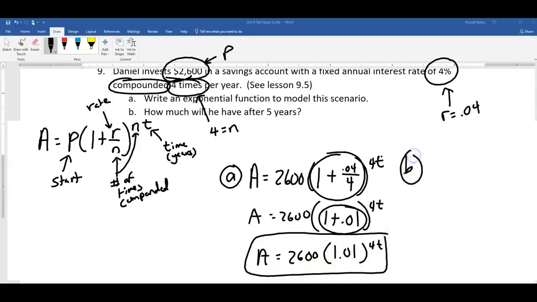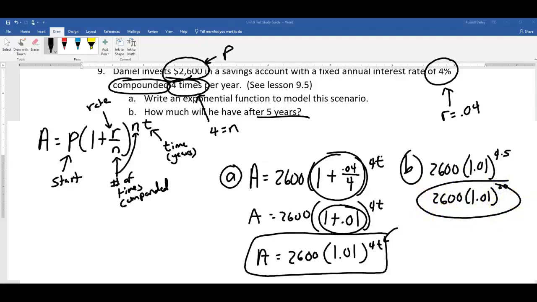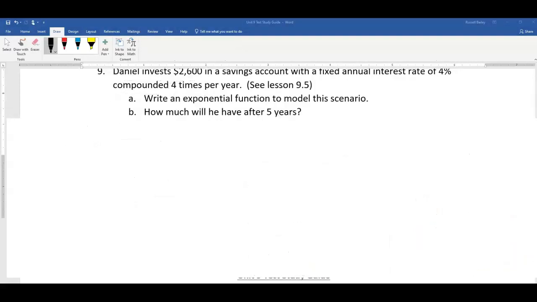For part B, the question is how much will he have after 5 years? We just need to plug 5 in here for t. Now 4 times 5 is 20. So if we just punch that into our calculator, we'll get our final answer. There we have it. $3,172.49 would be the amount in the account after 5 years. We'll move on to our next question.